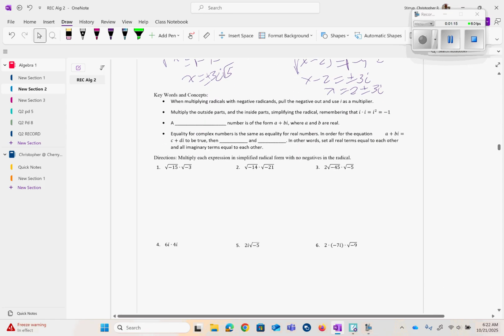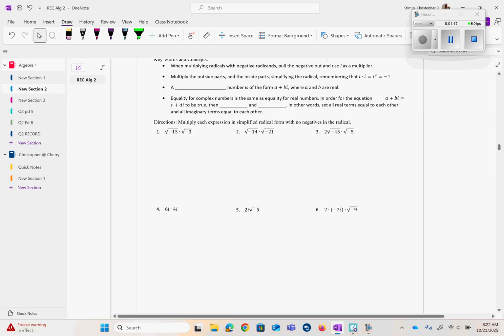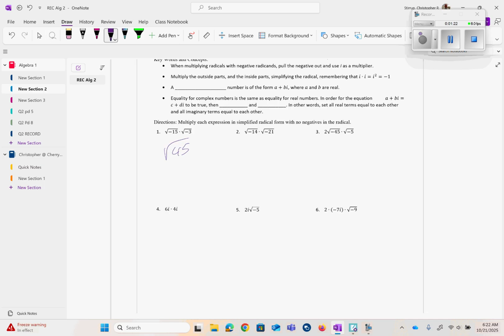All right, so if we take a look at this next one, we're going to multiply together. So negative times negative is going to give me positive. And then I can break 45 down to 9 and 5, which is 3 root 5. I could multiply, negative times negative, that's fine. And then 14 is the same thing as 7 times 2. 21 is 7 times 3. 7 times 7 is 49, so the square root of that's 7, so I get 7 root 6. Notice there's no plus or minus because I got rid of the negative component.